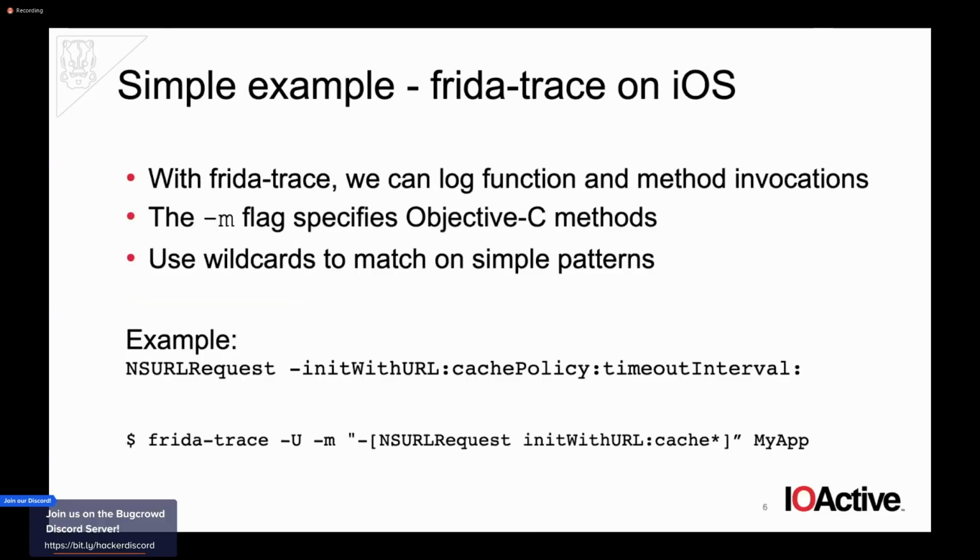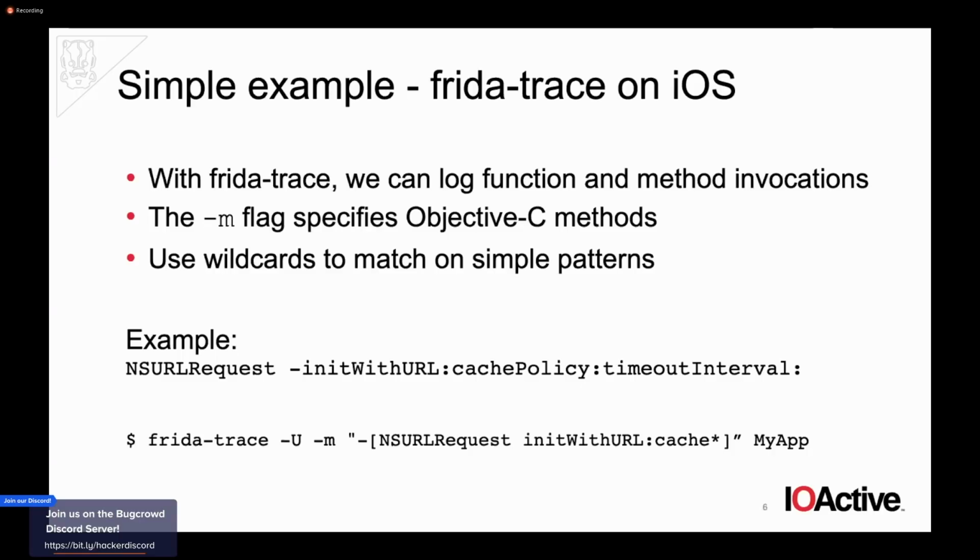So let's just start by diving into a very simple example of using Frida Trace on iOS. What Frida Trace does is log functions and method invocations at runtime that we can specify. So in this example, I'm targeting Objective-C methods in an iOS application using the -m flag. And I can provide a pattern using an asterisk as a wildcard to match on just simple patterns of things that I'm looking for.